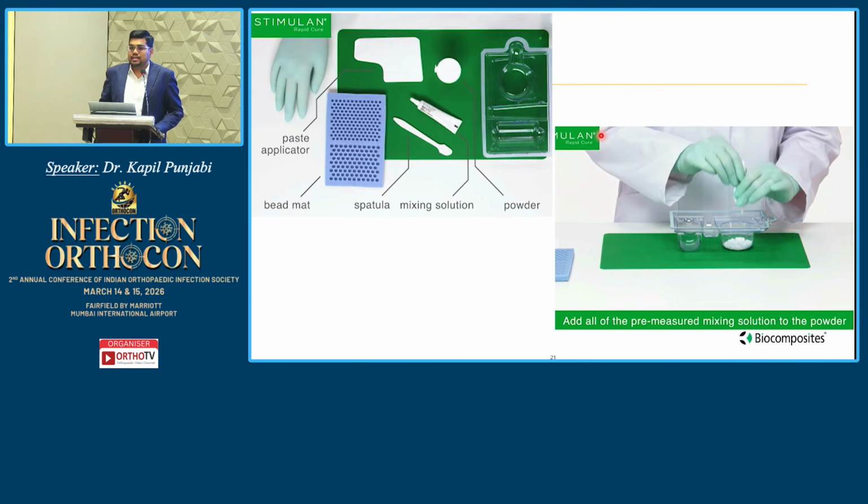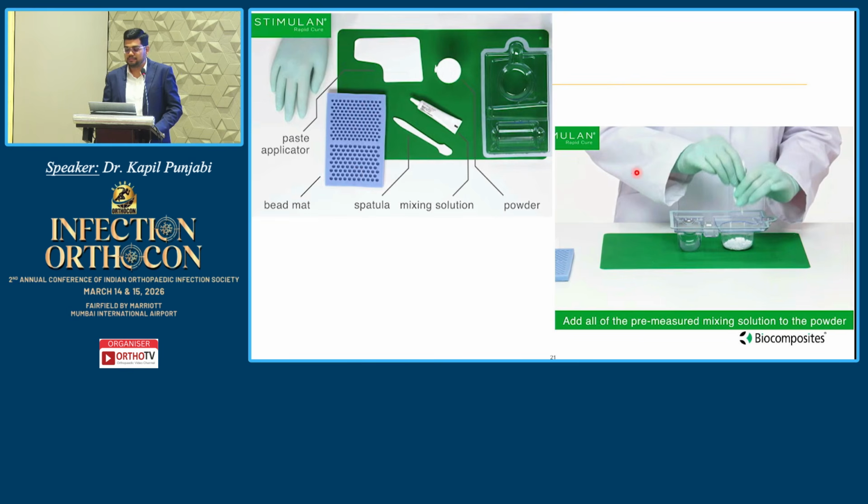So we're going to have a demo session. I don't know how many people are going to be there, but we'll still have one, and we'll look at how to make these beads and bullets today. If you look at the contents of this particular product, you will have the Stimulan powder in the bottle and a mixing solution. This will only be used if you're going to use powdered antibiotics. If you're going to use a liquid antibiotic, this will not be used. You have a spatula to mix the two things, an applicator, and a bead mat, which lets you prepare 3 different sizes of beads: 3 mm, 4.8 mm and 6 mm.